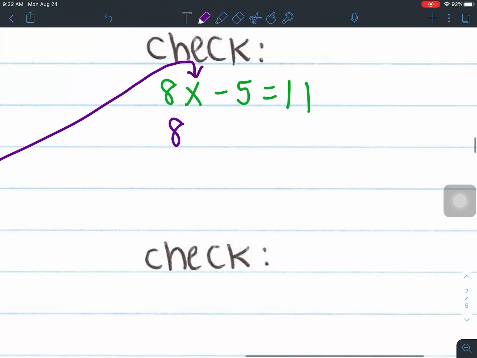Now, do I just write 82? Oh, whoops, hold on. Do I just write 82? Is that what I write here? No, I'm saying that I'm plugging in x.